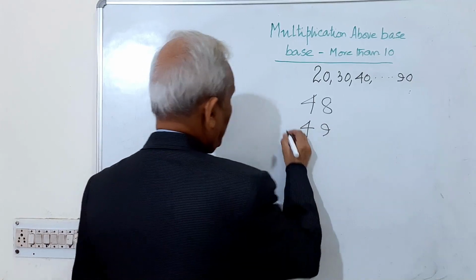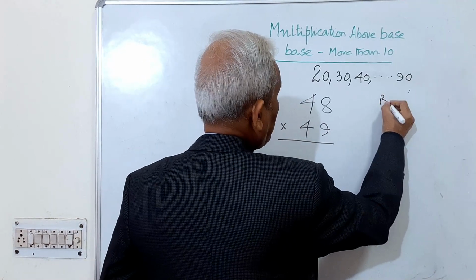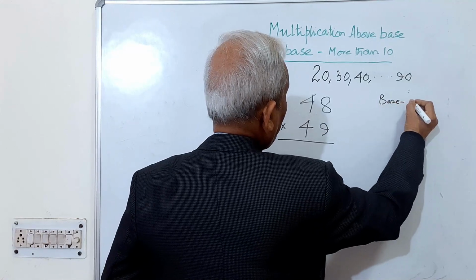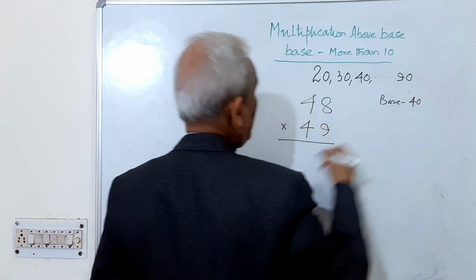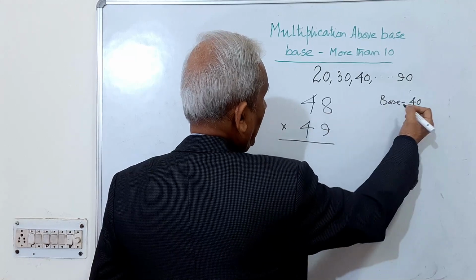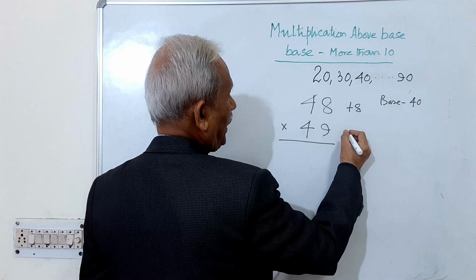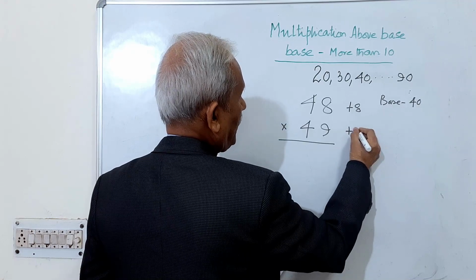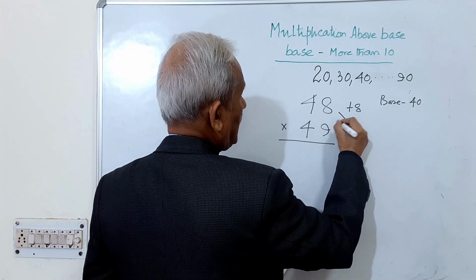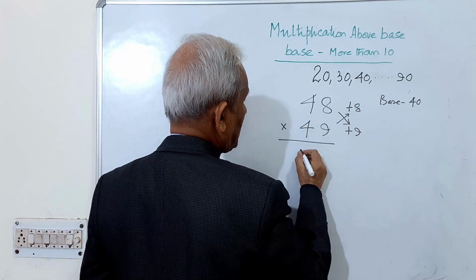48 into 49. Here the base is 40. With the base 40, 48 minus 40 is plus 8, and 49 minus 40 is plus 9. Cross addition makes it 57, both ways it is 57.